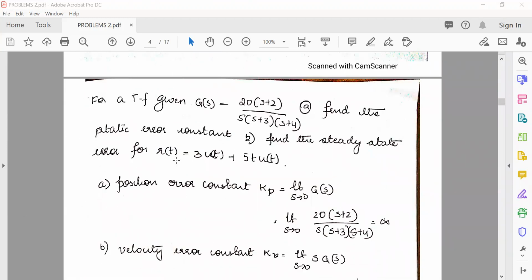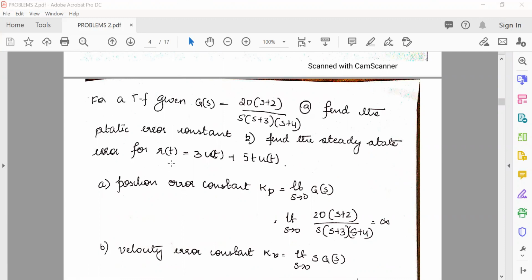Next, continuing with the next problem, for the transfer function given, G of s equal to 20 into s plus 2 divided by s into s plus 3 into s plus 4. Find the static error constants. Static error constants here refer to the positional, velocity and acceleration constants. Find the steady state error for the given input.